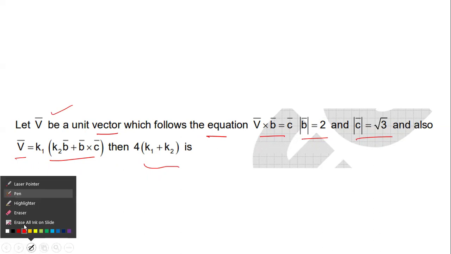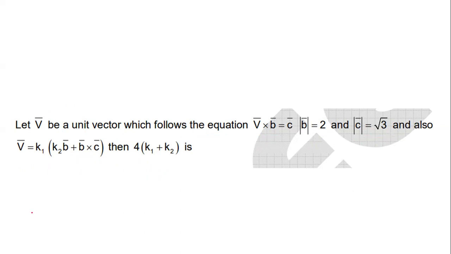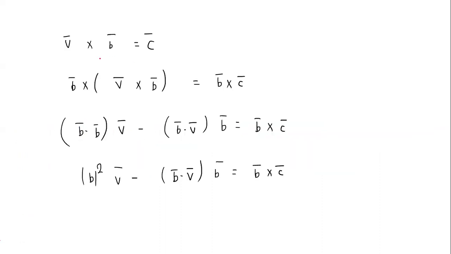So this is the problem. So let's see how we can do this. First of all, you see we have this information. So what we can do, we can take the cross product with b on both sides, and we have b cross product with v cross b, and here we have b cross product with c. Now we can open this in this way, like b dot product with b, and here we have v vector, minus b dot product with v, and here we have b vector, and on the right hand side we have this b cross c.